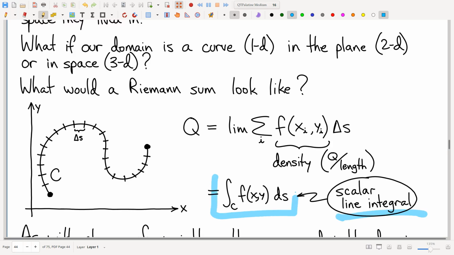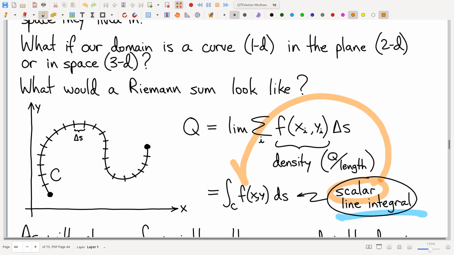Here's the notation that we use. You'll notice the notation is pretty strongly suggested by the little Riemann sum structure that we wrote down there. And one clarification: this specifically is called a scalar line integral. Turns out there's another kind of line integral that we're going to talk about soon. This is called a scalar line integral because the integrand is a scalar.